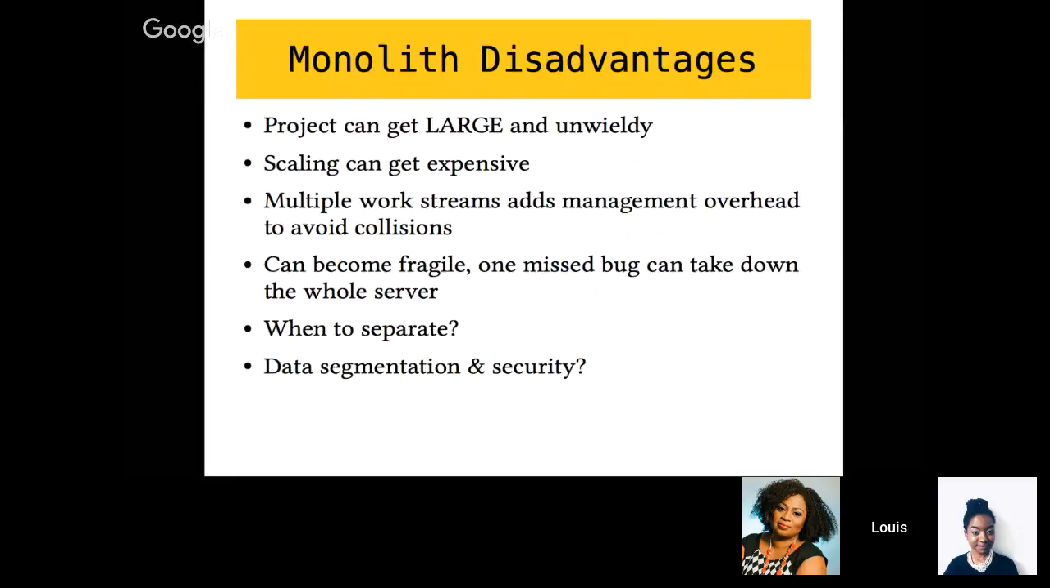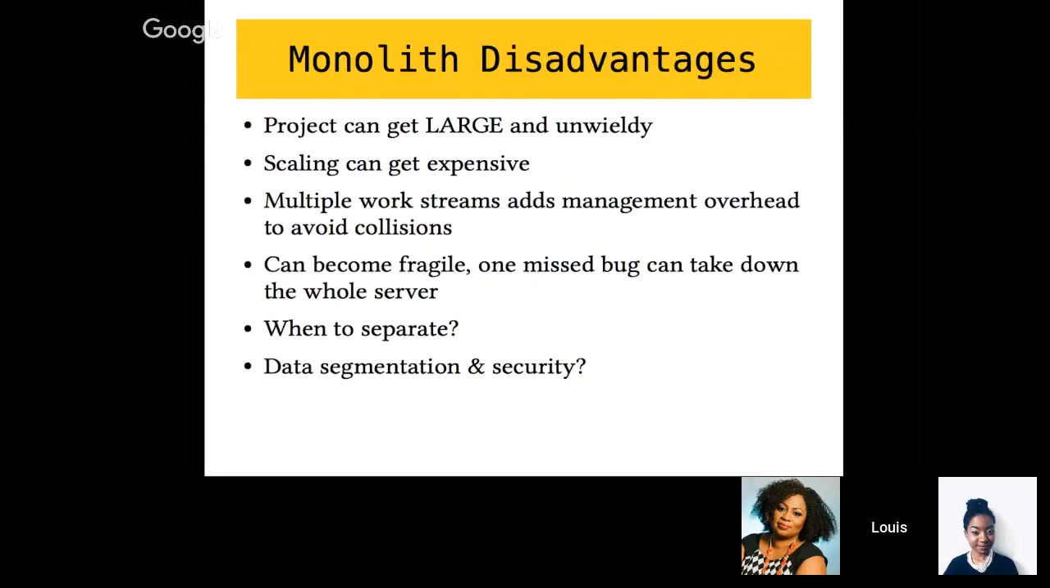Additionally, a monolith can become a little bit fragile. Somebody can miss a single bug that, when found, might take down your whole server and mean all of your users are now without any service. There's also, again, the question of when to start breaking things out. When is the right time to create a new service or create a new server? What business logic, what features belong where?